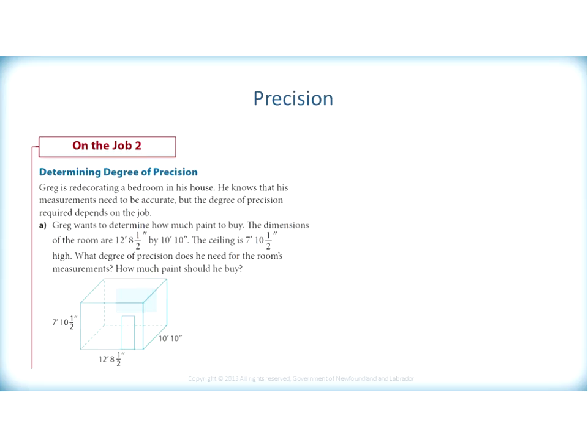Okay, now we're going to look at the importance of precision in calculating values. Greg is redecorating a bedroom in his house. He knows that his measurements need to be accurate, but the degree of precision required depends on the job. So in A, Greg wants to determine how much paint to buy. The dimensions of the room are 12 feet 8.5 inches by 10 feet 10 inches, and the ceiling is 7 feet 10.5 inches high. What degree of precision does he need for the room's measurements? How much paint should he buy?